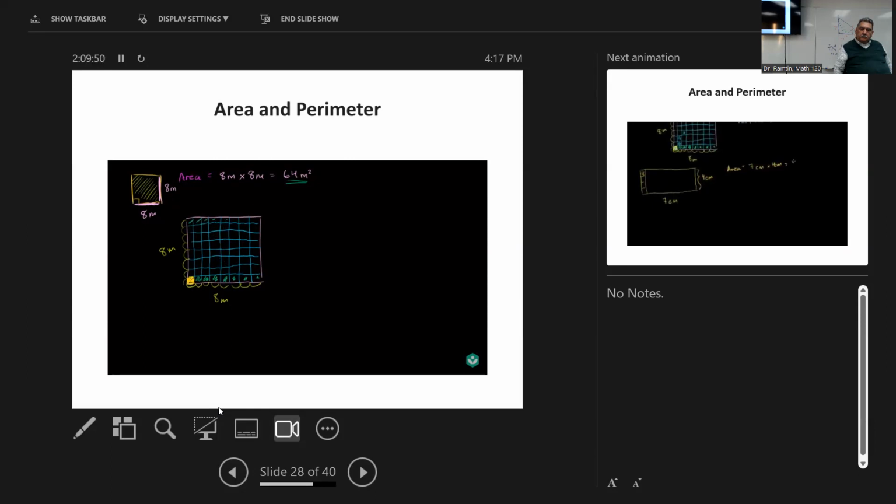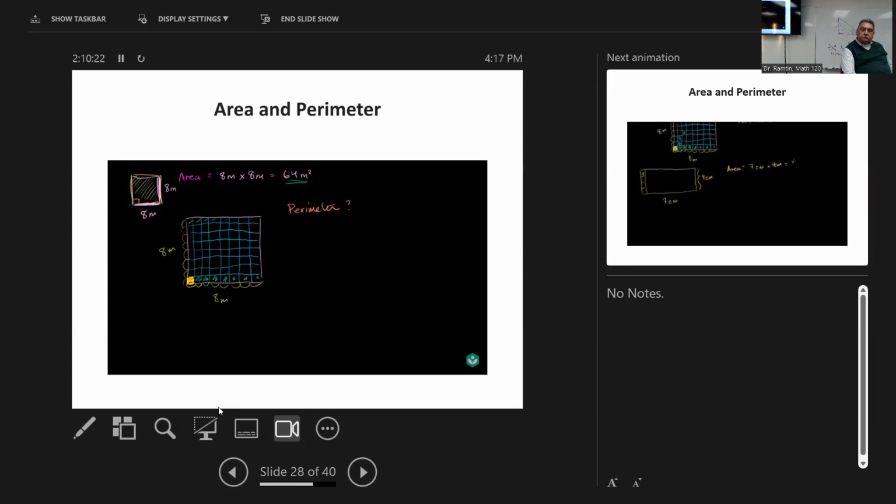Now, what happens if I were to ask you the perimeter of my square? The perimeter is the distance you need to go around the square. It's not measuring, for example, how much carpeting you need. It's measuring, for example, if you wanted to put a fence around your carpet, kind of mixing the indoor and outdoor analogies, it would be how much fencing you would need. So it would be the distance around. So it'd be that distance plus that distance plus that distance plus that distance.